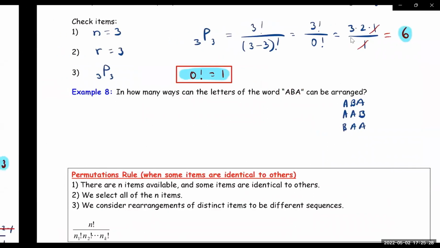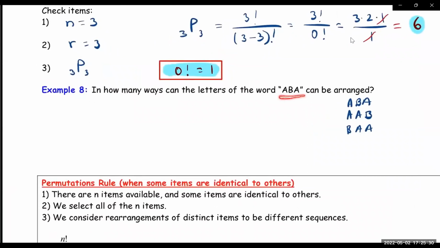All right, so when it comes to these kind of problems where you have to arrange words, just count the number of letters there are. There's 3 letters, 1, 2, 3. That's going to be 3 factorial. But then you have to divide out the repeats. There's 2 A's, so you have to divide by 2 factorial because there's 2 A's. 3 total letters.